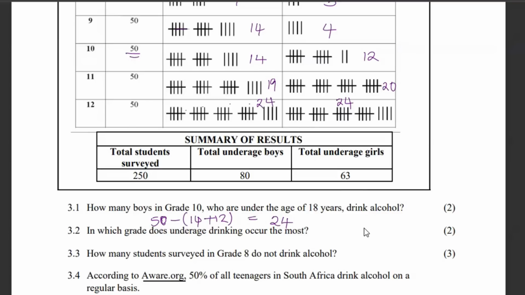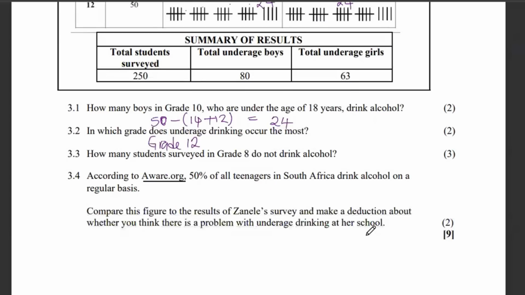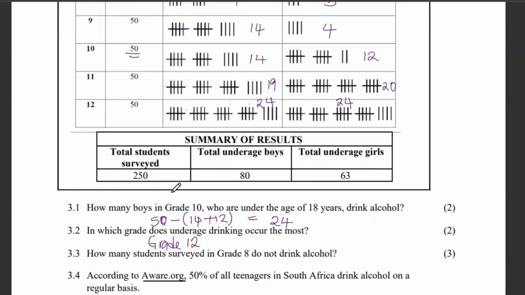In which grade does underage drinking occur the most? Grade 12. They are saying how many students surveyed in grade 8 do not drink alcohol. You do the same.